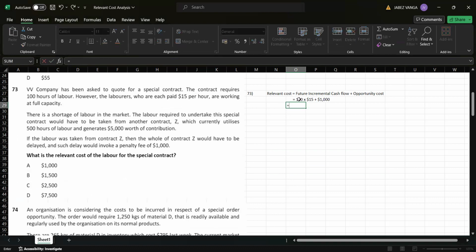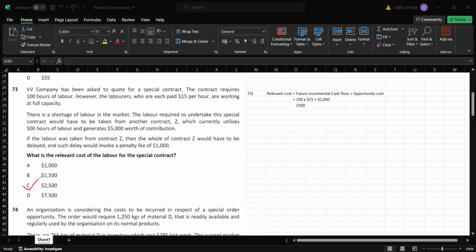Okay. So here it is equal to 100 into 15 plus another 1,000. So the answer here is 2,500. Okay. So workers are paid at the rate of 100 hours into $15.